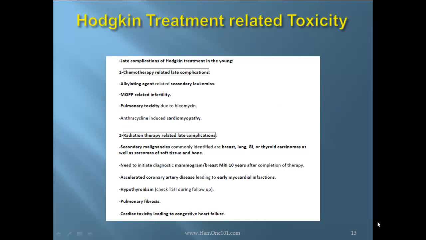Hodgkin treatment-related toxicity is very important to know since many young people are cured of Hodgkin and live a long time. Therefore, the toxicities are absolutely crucial to know and follow. Chemotherapy-related late toxicities include alkylating agent-related secondary leukemias, MOP-related infertility, pulmonary toxicity due to bleomycin, and anthracycline-induced cardiomyopathy. The radiation therapy-related late complications are secondary malignancies, commonly identified as breast, lung, GI, thyroid, and sarcomas.